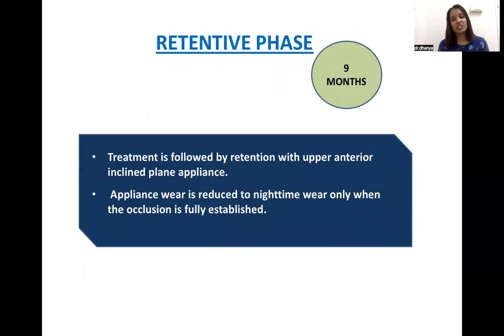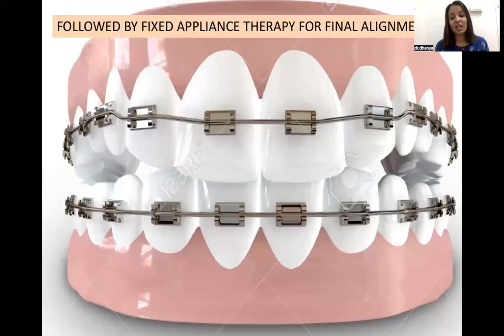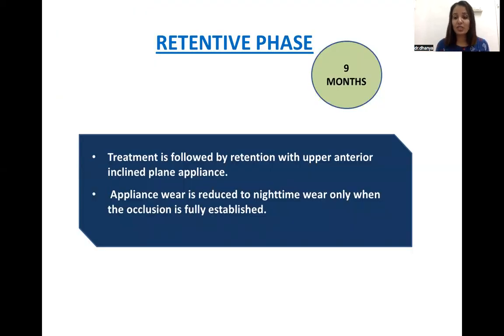Last phase is the retentive phase. In this retentive phase, this is the longest duration phase, which is retention. Whatever changes we achieve, the bone remodeling and all the stabilization changes need to be stable, or it should fix there itself for a period of 9 months minimum. So the treatment is followed by retention with the upper anterior inclined plane appliance.